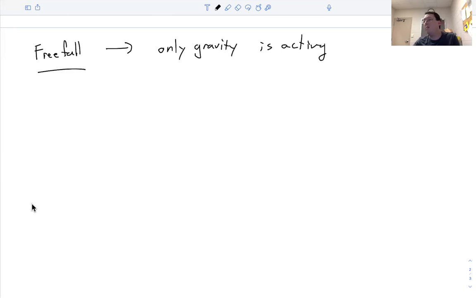In particular, no wind resistance, no ropes, no pushes from a hand or a table or anything like that. Only gravity is acting. Note, in this situation, as we've talked about for months now, the acceleration is negative g pointing to the center of the earth. So we'll call that the y direction, but it should be to the center of the earth.